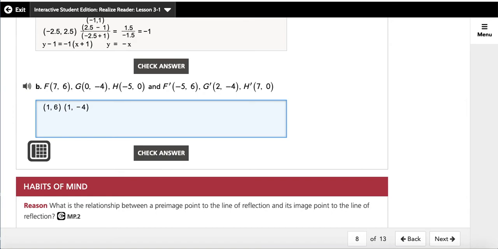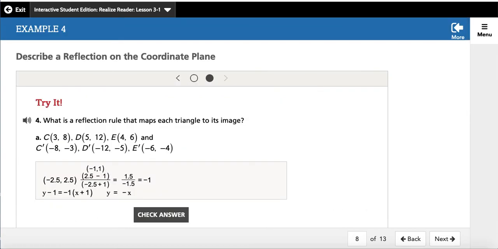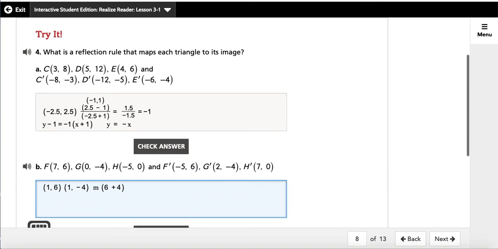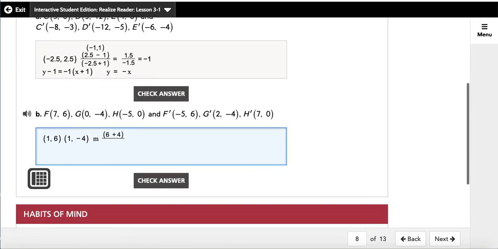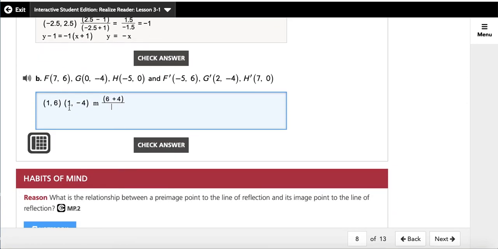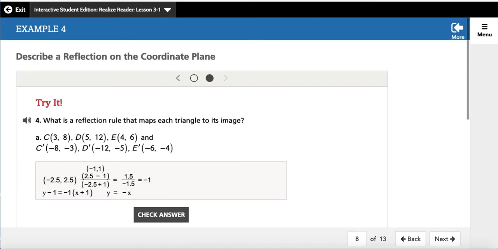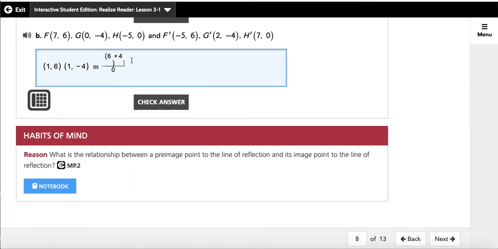We start with slope. For slope, I'm going to subtract the y values. 6 minus negative 4. 6 minus negative 4 is like 6 plus 4. 6 plus 4. And then 1 minus 1. Oh, 1 minus 1 is 0. This is a special case, so we can save some time here because it's a special case.